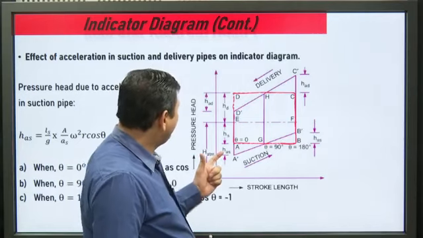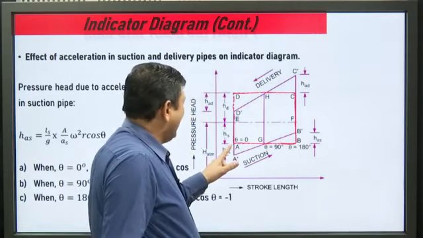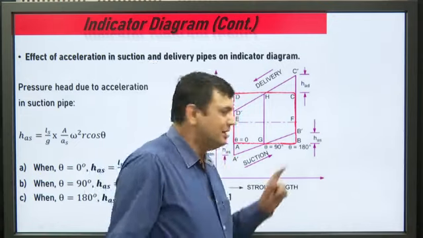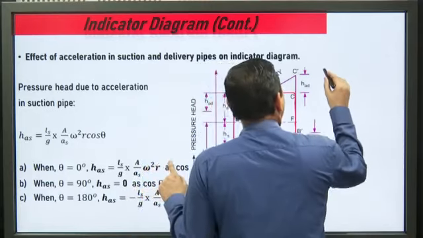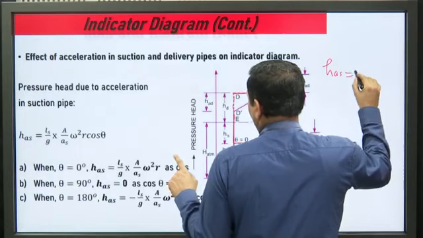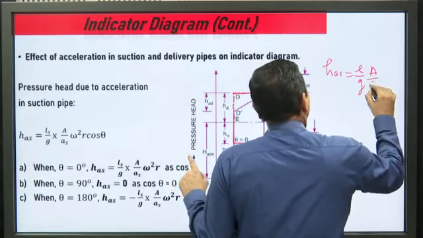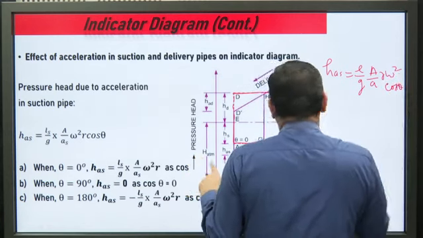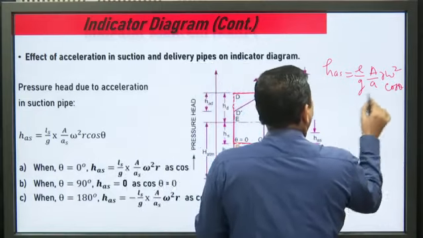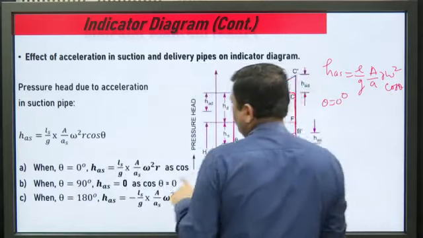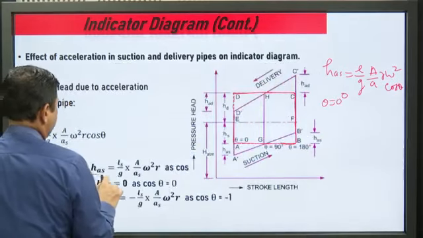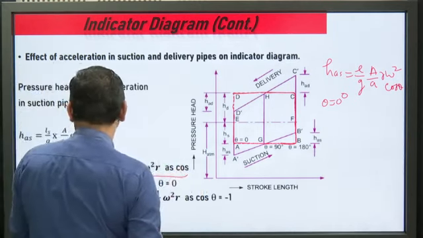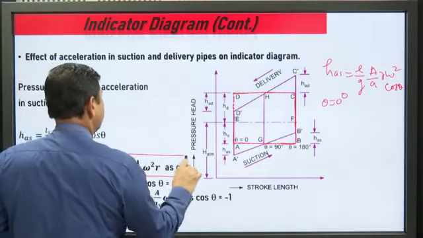If you want to calculate the effect, first we check what is the effect of HAS. We calculated HAS equal to L upon g, or A upon a, r omega square cos theta. At the beginning of the stroke, theta is 0, and cos 0 is 1, so this is the HS. HS is the positive value.